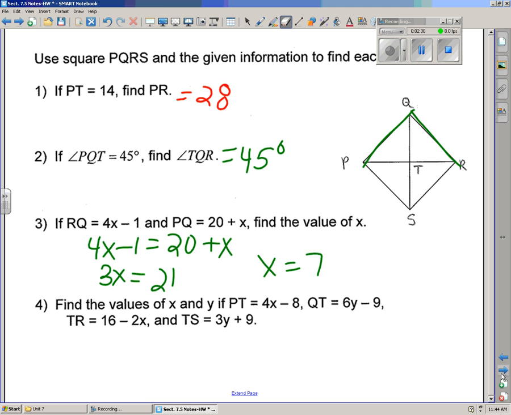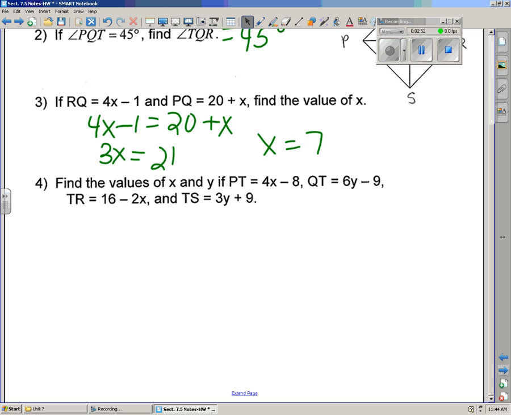If they want you to find the values of x and y, and they give you PT and QT, and TR and TS, it turns out that all of these inside pieces are all congruent because diagonals are congruent and the diagonals bisect each other, so all four of those pieces are congruent, halves of wholes are still equal. Then you can use the x's together and say 4x minus 8 equals 16 minus 2x.